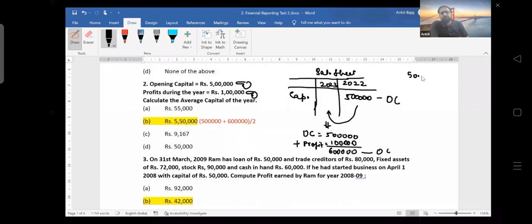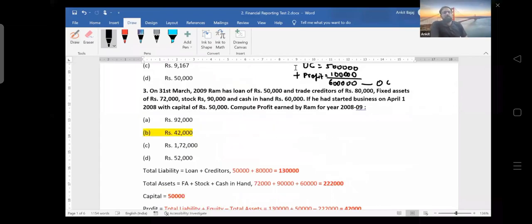So average capital is going to be 5 lakh plus 6 lakh, divided by 2, right? So it is going to be 5,50,000. This is going to be the average capital. Hopefully you understood the concept. Now question number 3, we will see.